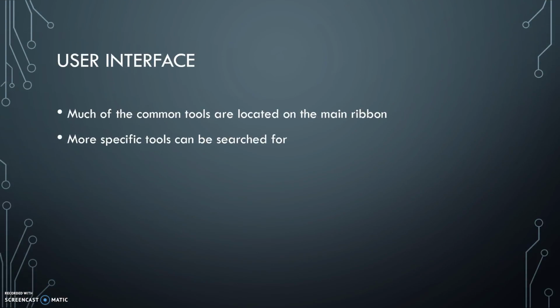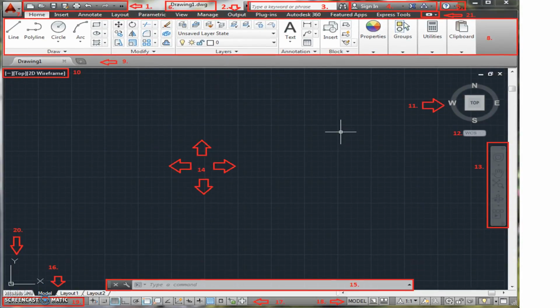Now, the user interface can be a little mind-boggling at first, but most of the common tools will be located on the main ribbon, and the specific tools can easily be searched for later. This is a picture of what it mainly looks like. You have your line, polyline, circle, arc, main drawing tools up on the top left. You can also modify them. There are layers you can add. All the main tools are right here, but if you need to look up very specific tools, there's number 3 where you see "type a keyword or phrase." That'll help you find it with ease.